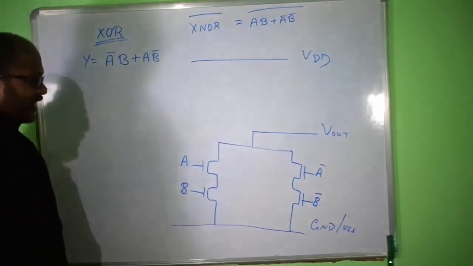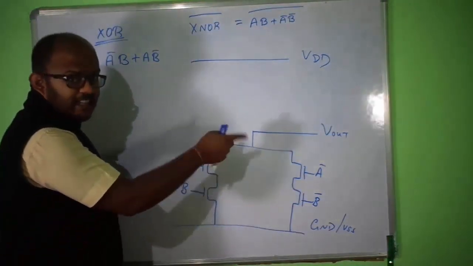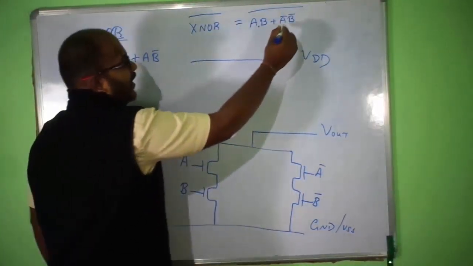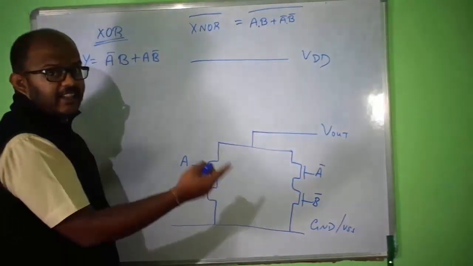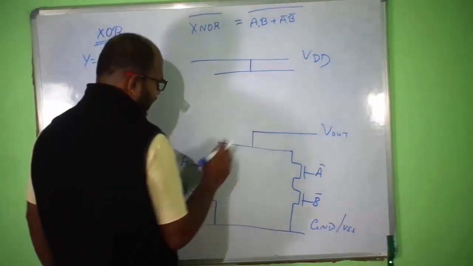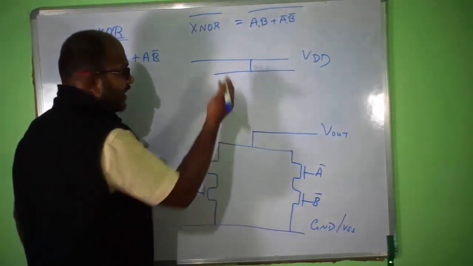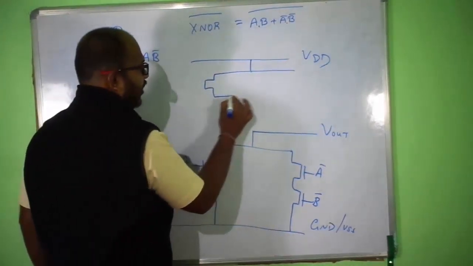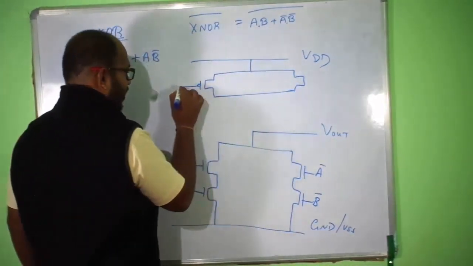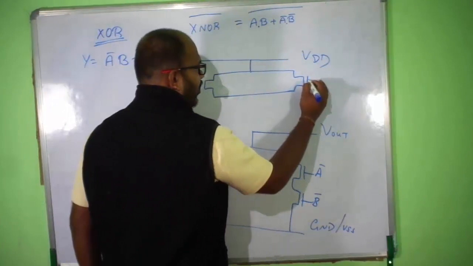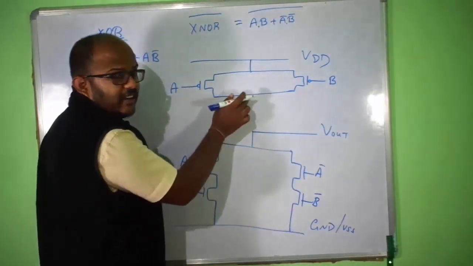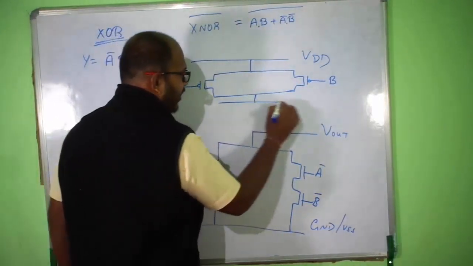Able to follow? In the pull down network, in the case of NMOS, dot means it is series, plus means it is parallel. In the case of PMOS, it is exactly reverse. A and B, here it is in series, here you have to write it in parallel. So what you will be getting is A, and here you have to give the B input. Since it is in parallel, here you have to replicate in series.